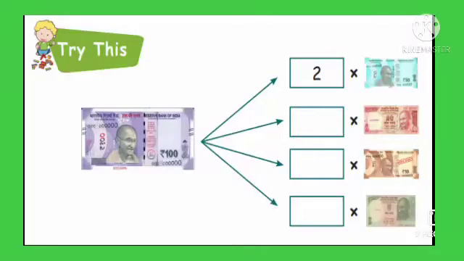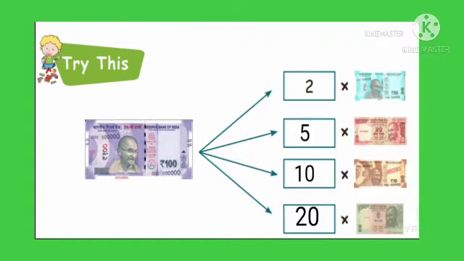Shall we do the problem? How many times we need to multiply 20 to get 100? Yes, it is 5. Now, how many times we need to multiply 10 to get 100? It is 10 times. 10 into 10, 100. Now, 20 times we need to multiply with the rupees 5 to get total 100. It is 2 into 50 is equal to 100.